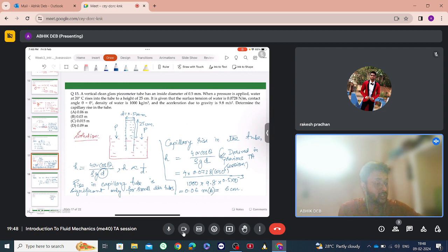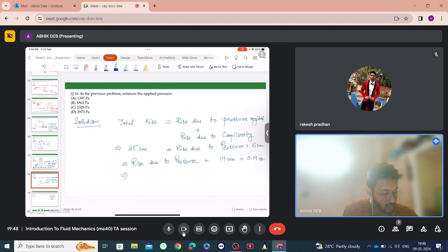Okay, so how will we calculate this? How will we relate this? So this applied pressure will be equivalent to this rise. Rise due to pressure is 0.19 meter, and so equivalent applied pressure is what? So let us say this rise as H. Then the equivalent applied pressure P is equal to rho gh.